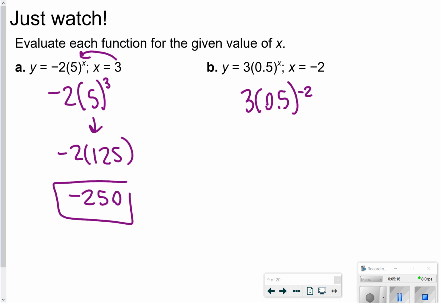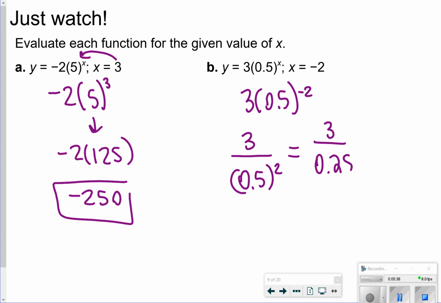your exponent. Noticing that letter B, I do get a negative exponent, so when I rewrite this, I'm going to rewrite it as 3 over 0.5 to the second power to make that positive. And then I would get 3 over 0.5 times 0.5, that's 0.25. And then I can go ahead and divide 3 by 0.25, and I get 12. So just make sure that you're simplifying all the way down for your answers for these.